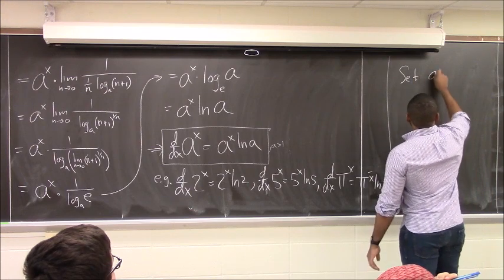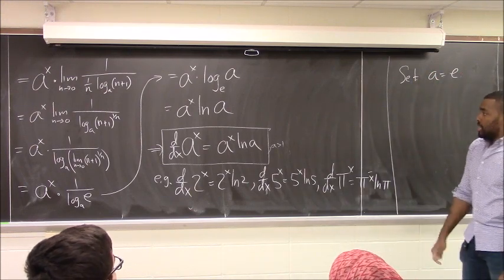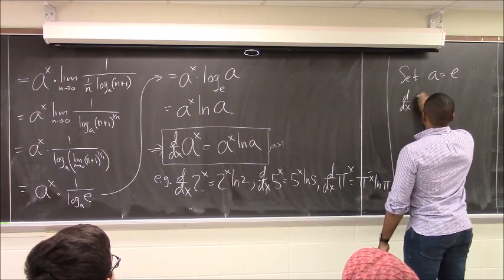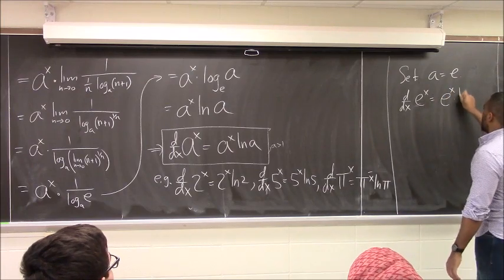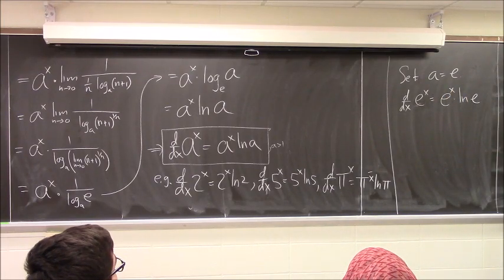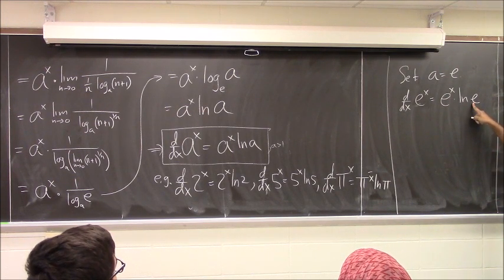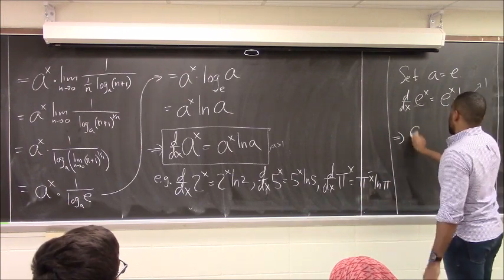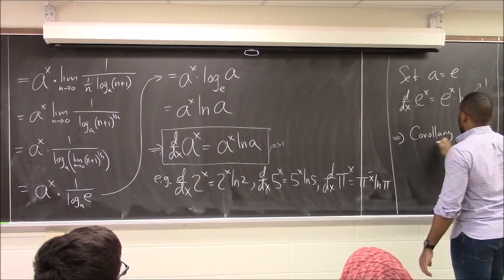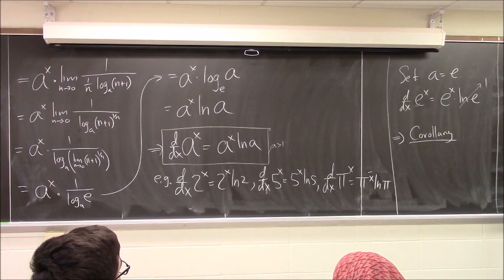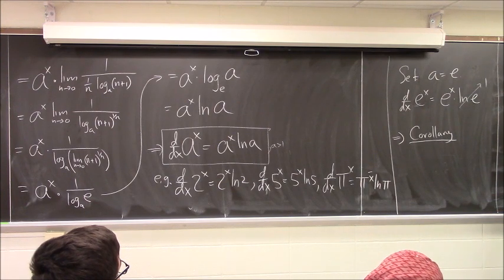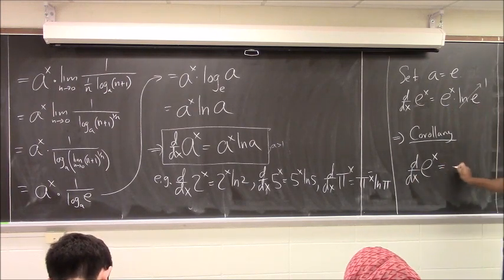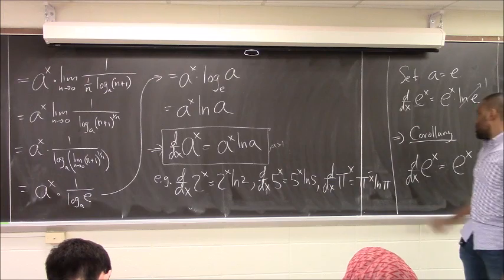So if we set a equals e, you'll notice something nice coming out, because this will tell you that the derivative of e to the x is going to be e to the x times ln of e. And what's ln of e? One. That's just one. In other words, this fact gives us a nice corollary. A corollary is just a mathematical fact that you can extrapolate from a previous mathematical fact with minimal work. We call that a corollary, and the corollary is the following. The derivative of the natural exponential function is the natural exponential function.